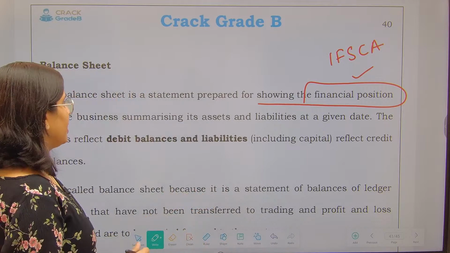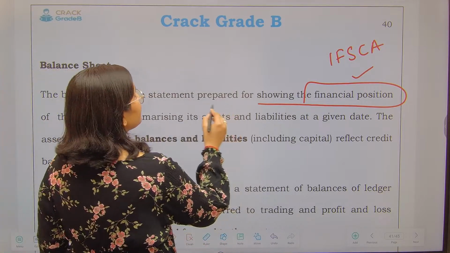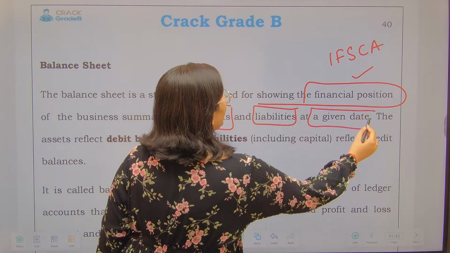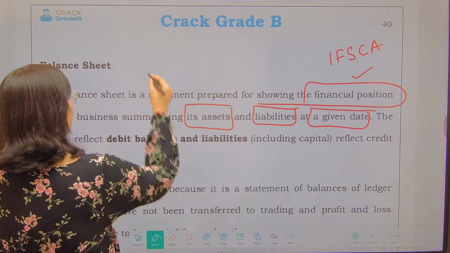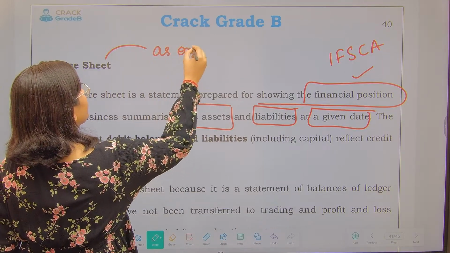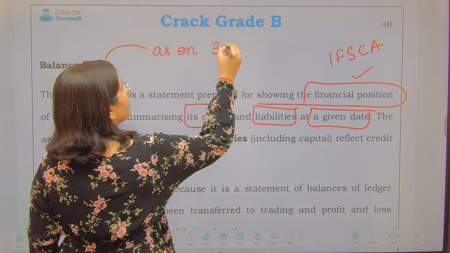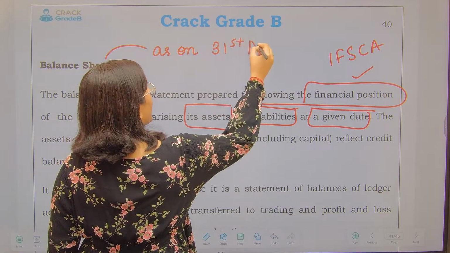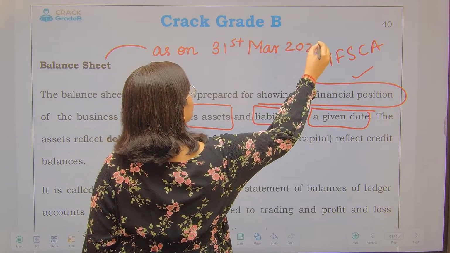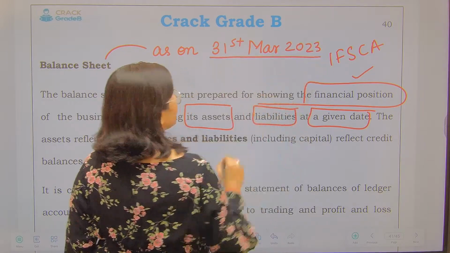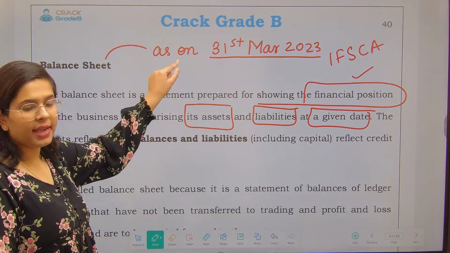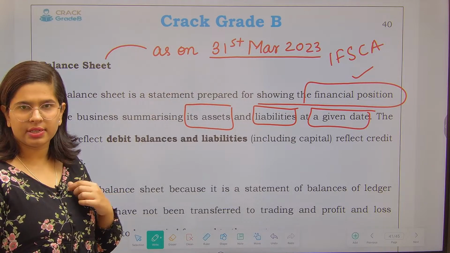Take number one thing. Now it gives the position of assets and liabilities at a given date. At a given date means what? See, balance sheet is prepared. Whenever balance sheet is prepared, it is written like as on 31st March 2023, because that is the closing that we had recently. So this is prepared as on date. किसी एक दिन पे क्या financial results है.